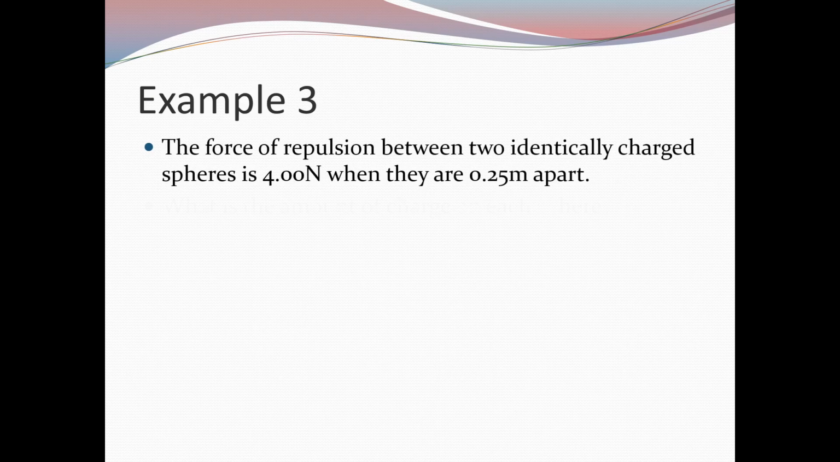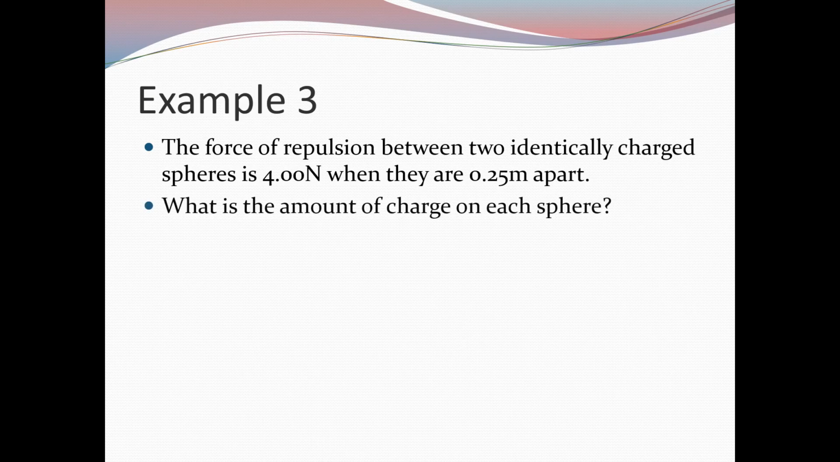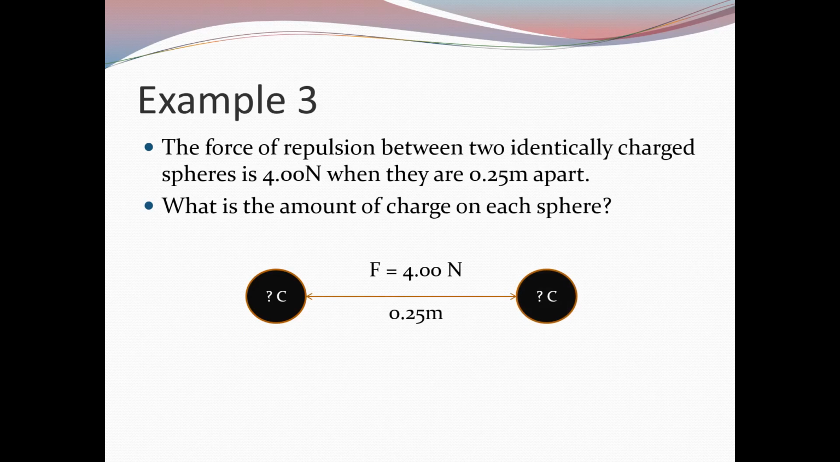Here we are given the force of repulsion on two identically charged spheres, 4 newtons when they are 0.25 meters apart, and it asks what is the amount of charge on each sphere. The important thing here is that they are identically charged, otherwise this problem becomes impossible, because there are so many different ways to get this if they aren't identically charged. So if each sphere has the same amount of charge, we can basically just call them both Q.